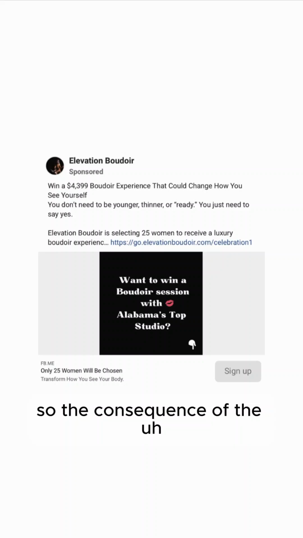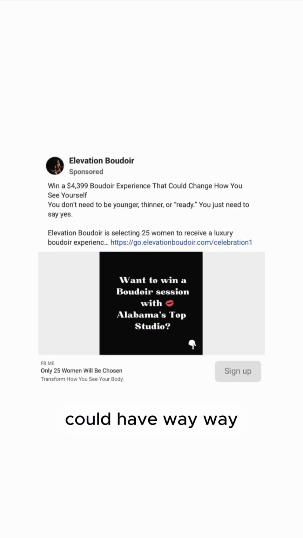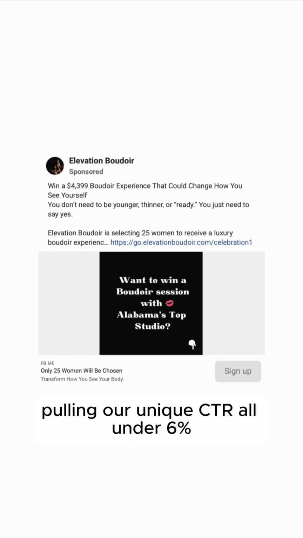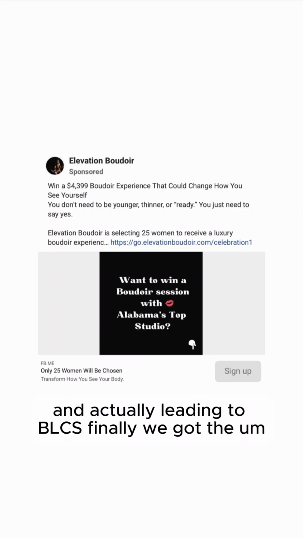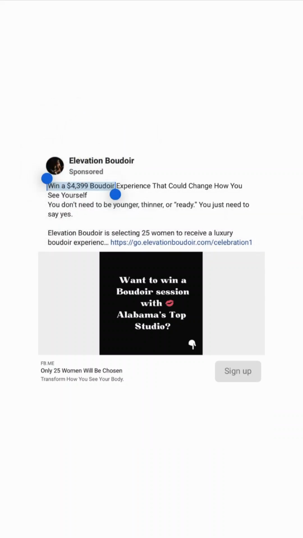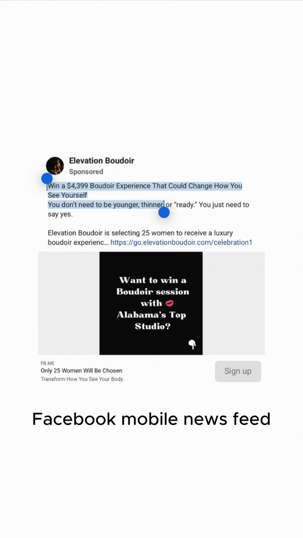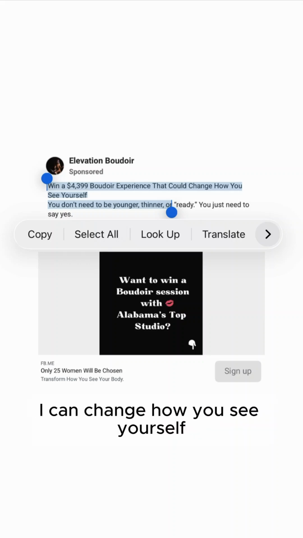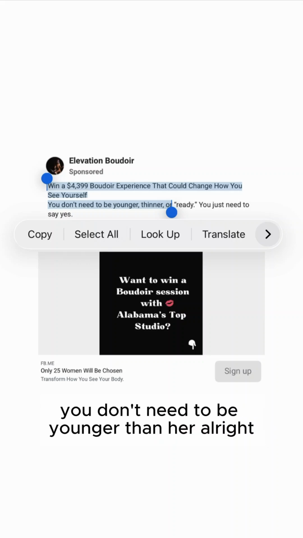So the consequence of the looks like an ad mistake is that we're gonna have way more women scrolling by our Boudoir Facebook ads than necessary, pulling our unique CTRL under 6%, and actually leading to BLCS. Finally, we got the see more headline: first 2 3/4 lines, Facebook mobile news feed. When a 43.99 Boudoir experience, I could change how you see yourself. You don't need to be younger than it.